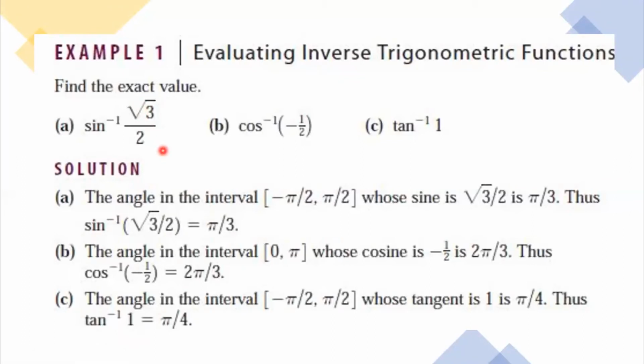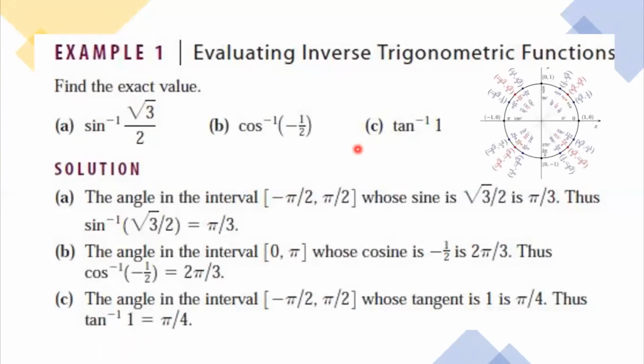What's the angle? The angle is pi over 3. For example, from the interval, this side, this one is negative pi over 2 to pi over 2. So we consider this interval from negative pi over 2 to pi over 2.